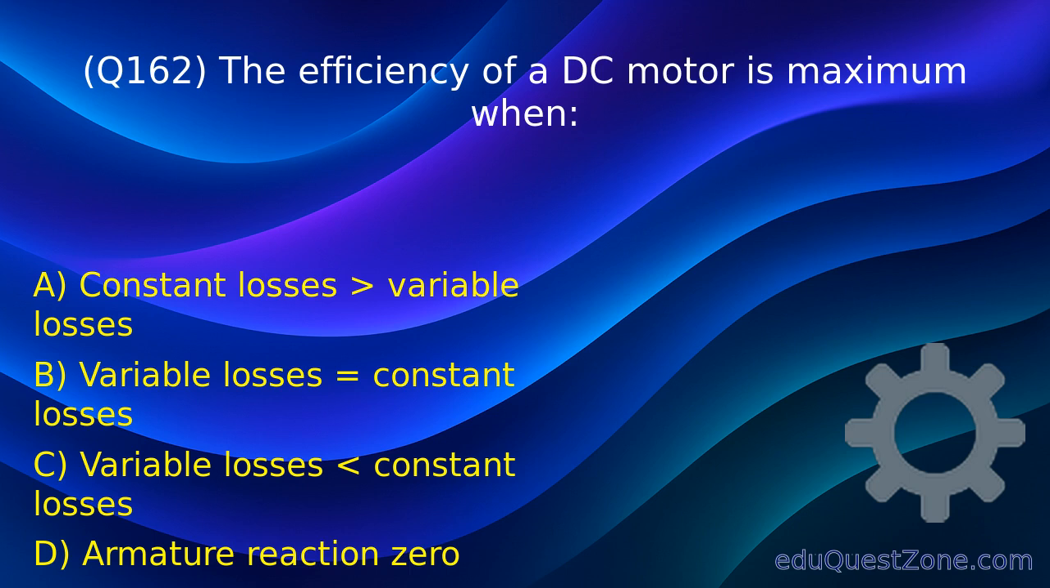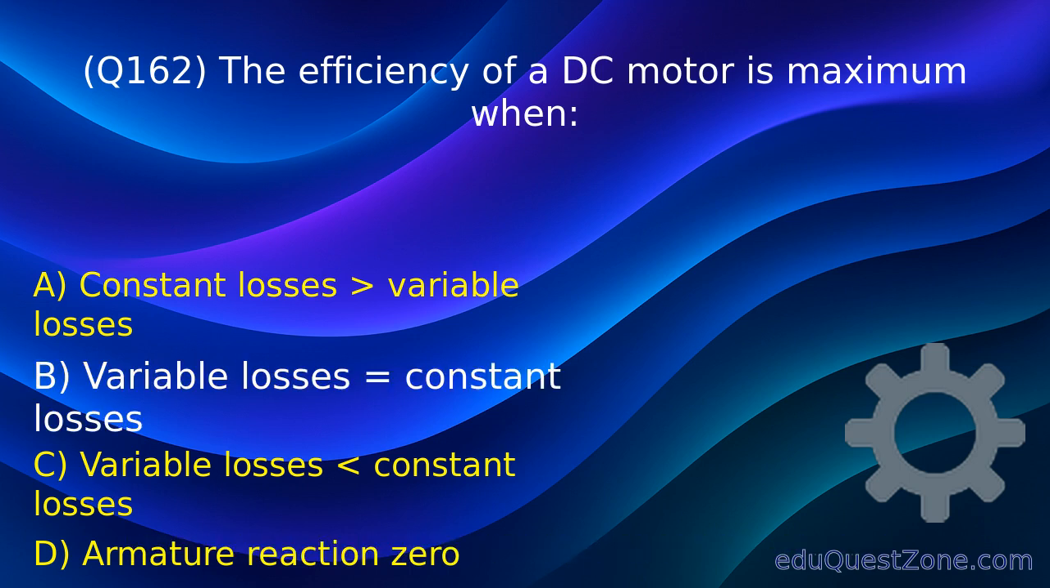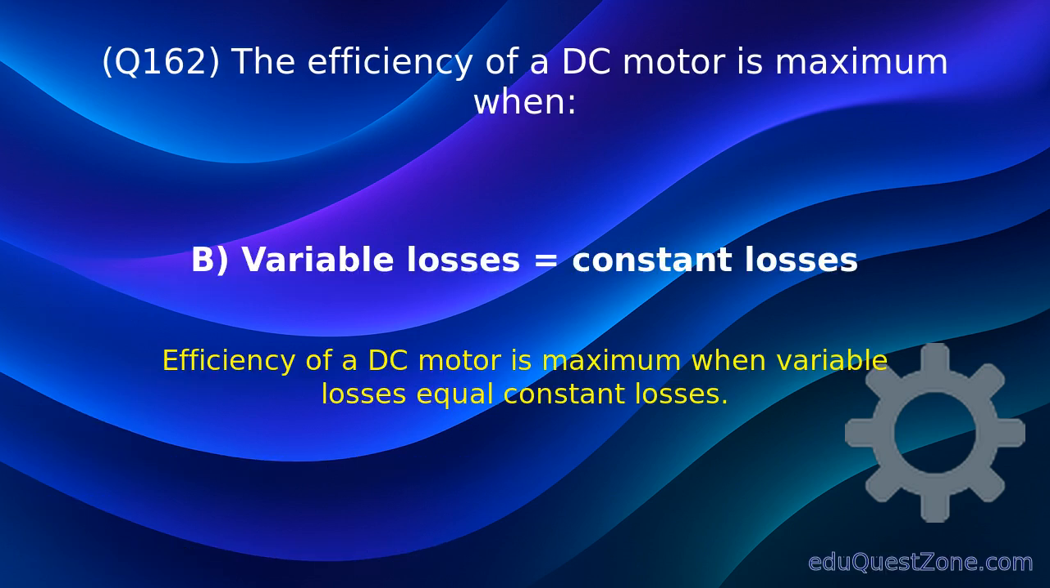Question 162. The efficiency of a DC motor is maximum when? Option B, variable losses equal constant losses. DC motor efficiency peaks when variable losses equal constant losses.